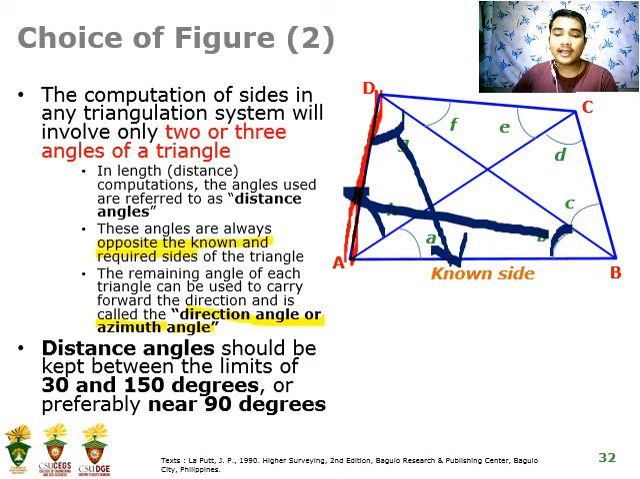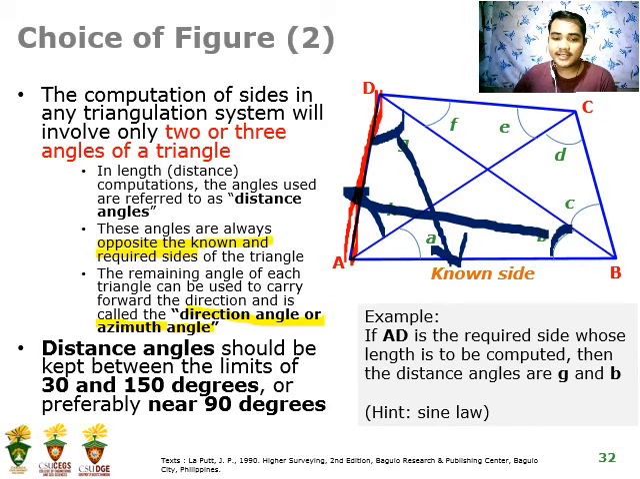So if you have an interior angle less than 30 degrees or more than 150 degrees, those routes are expectedly not the strongest route. It would be a waste of time to compute it, because it is still not the strongest route. If AD is required, whose length is to be computed, then the distance angles are G and B. So that is what was discussed here.